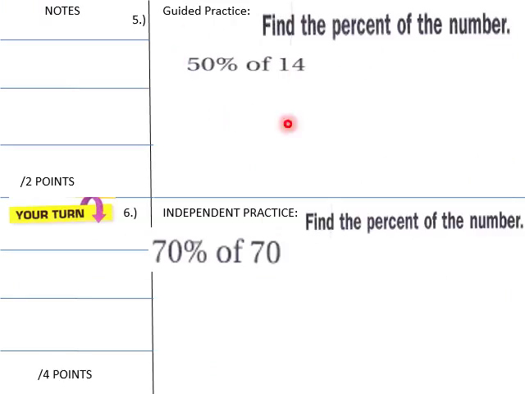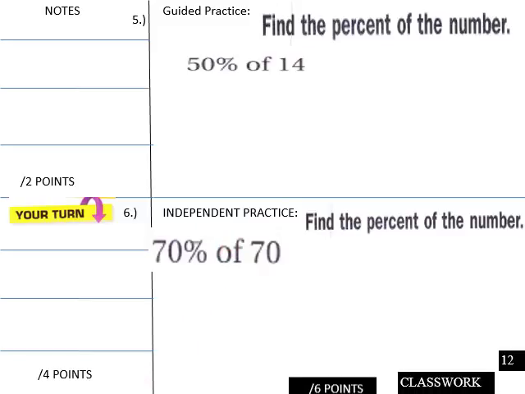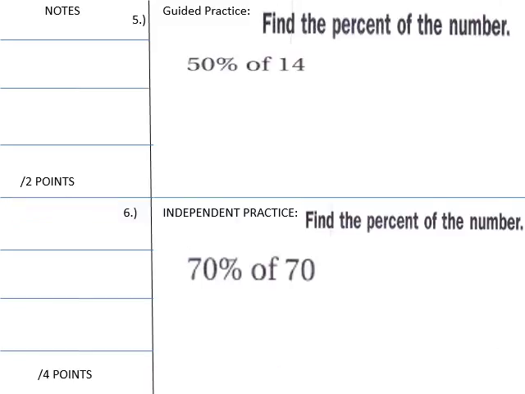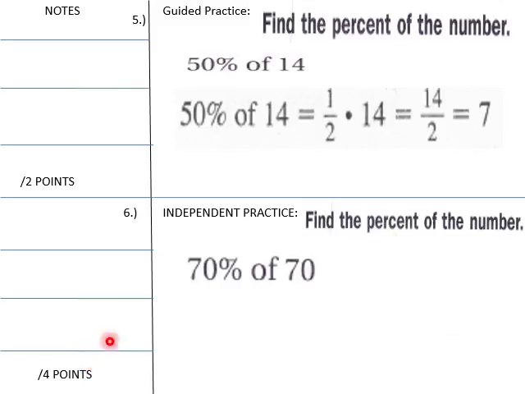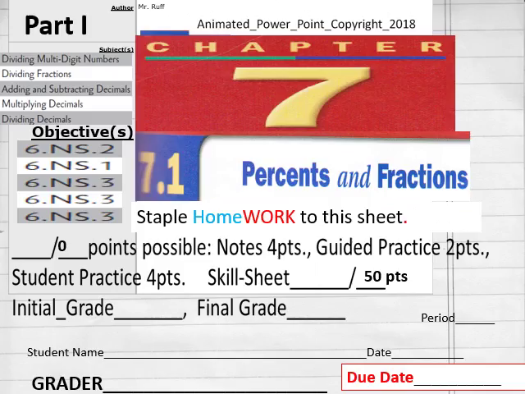Find a percent of a number. Find 50% of 14. How would we find that? And then your independent practice is here, 70% of 70. Find the percent of the number for 50% of 14. And so 50% of 14, as 50% is 1/2 times 14 equals 14 over 2, which equals 7. 70% of 70, I'll let you do that one.